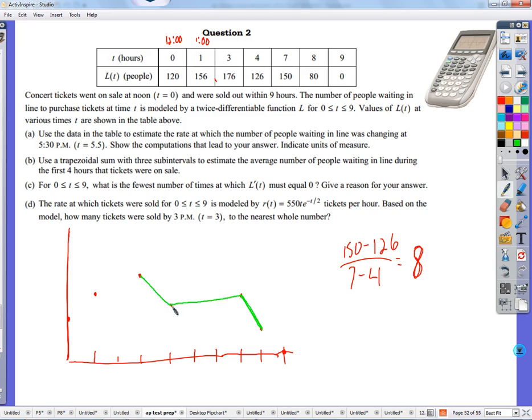Over here, same thing. People are leaving during that interval overall. People are showing up, people are leaving, but overall, people are leaving. They're buying their tickets or they're giving up or whatever. So here, this slope is 8, right? And later, it will be something else. And before that, it was something else. We want to know how fast that rate is changing. So let's see, what's the rate of change back here? Let's find the rate of change here and the rate of change here.